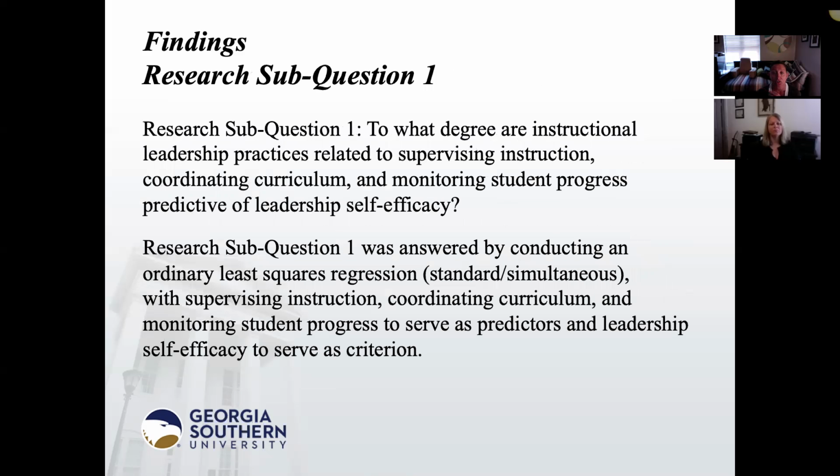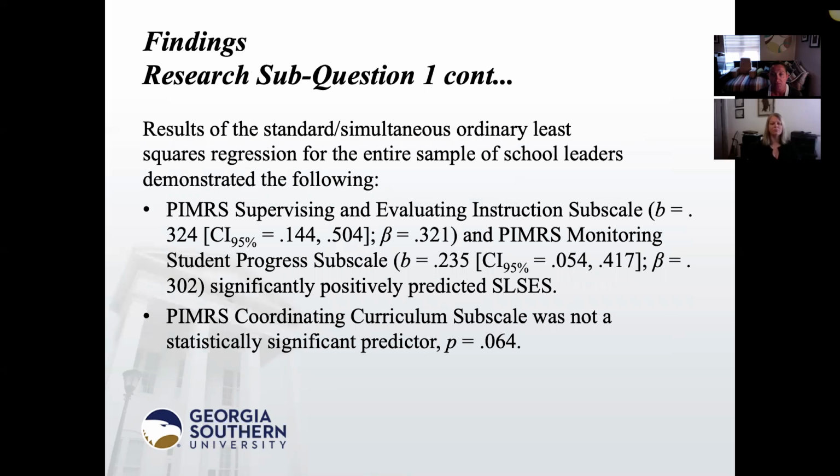When we looked at sub-question 1, to what degree are the instructional leadership practices related to supervising instruction, coordinating curriculum, and monitoring student progress, we used again an ordinary least squares regression. And what we found was that supervising and evaluating instruction and monitoring student progress significantly predicted the SLSES score. However, coordinating curriculum was not a statistically significant predictor of the SLSES score.